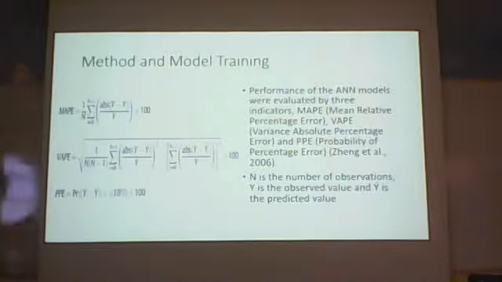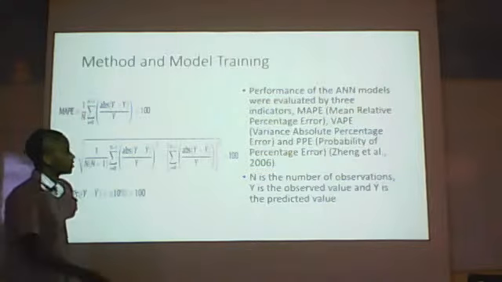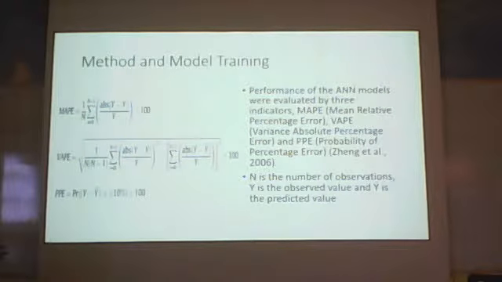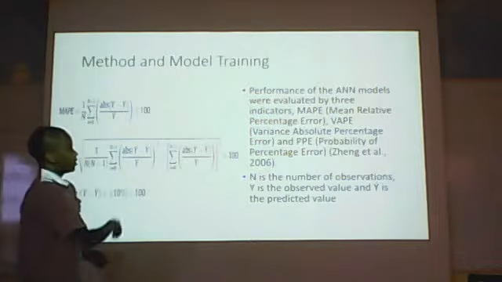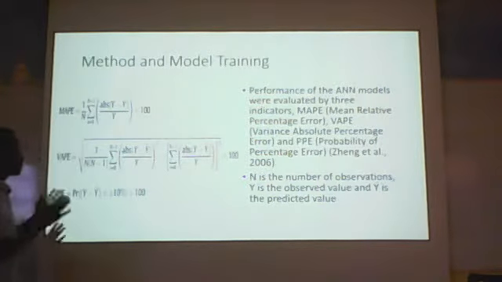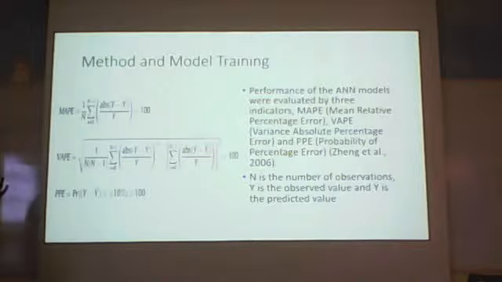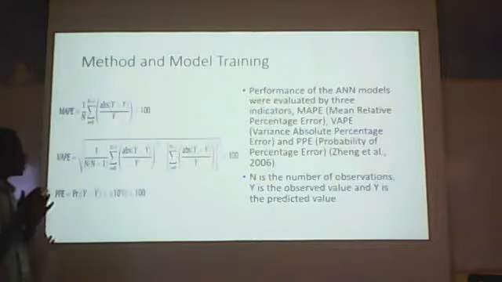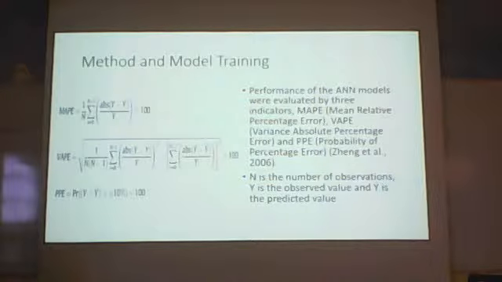So these are the performance indicators: mean absolute percentage error, variance absolute percentage error, and probability percentage error. The MAPE determines the error between the desired output and the actual output. The variance absolute percentage error determines the stability of the ANN. And then the PPE deals with the prediction accuracy of the model.